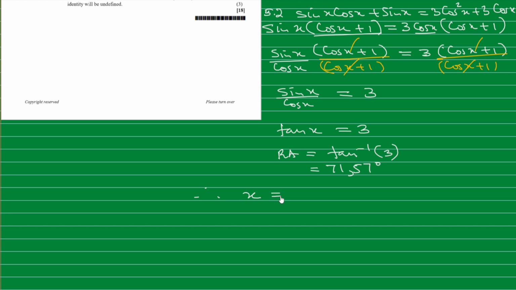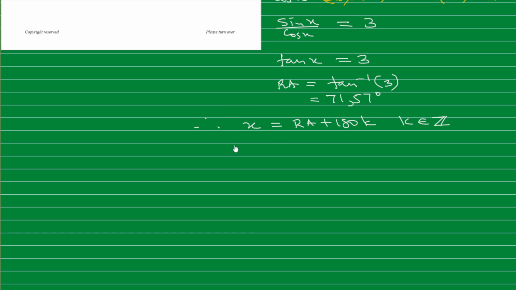Now to get the general solution, remember the general solution for a tan equation is x equals the reference angle plus 180 multiplied by k, where k is an integer. Our reference angle is 71.57, therefore x is equal to 71.57 plus 180 times k, where k is an integer. So that gives us the final answer to that question.